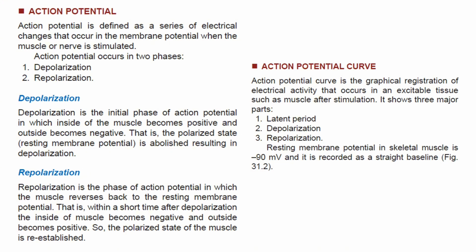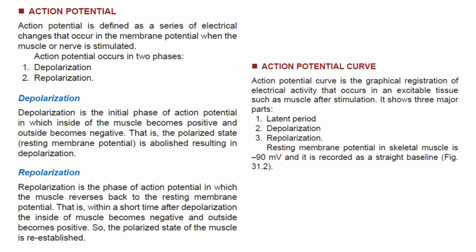So the action potential occurs in 2 key phases. Number 1 is depolarization. Depolarization is the initial phase of the action potential. During this phase, the inside of the muscle cell becomes positive and the outside becomes negative. This occurs because the resting polarized state is abolished and sodium ions rush into the cell. This reversal of charge sets the stage for cellular activity such as muscle contraction or nerve impulse transmission.